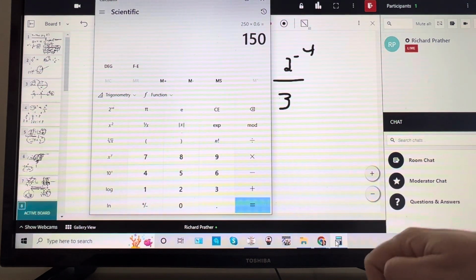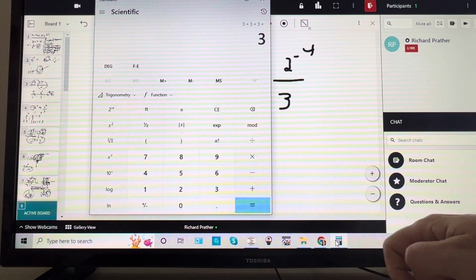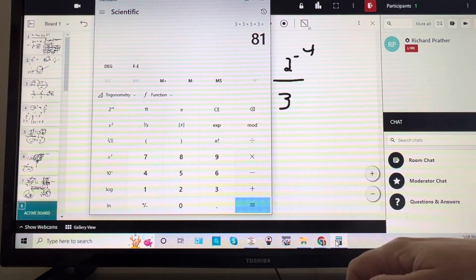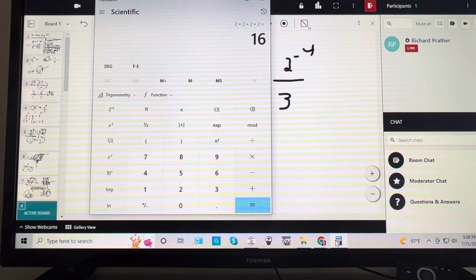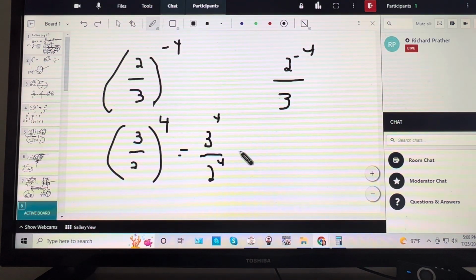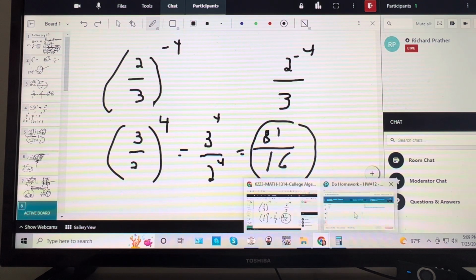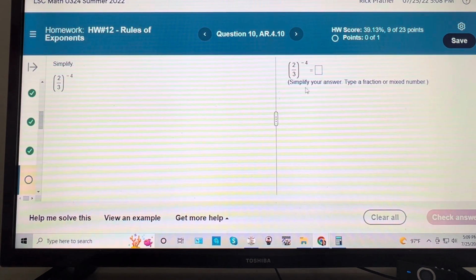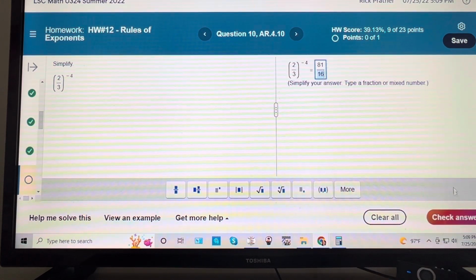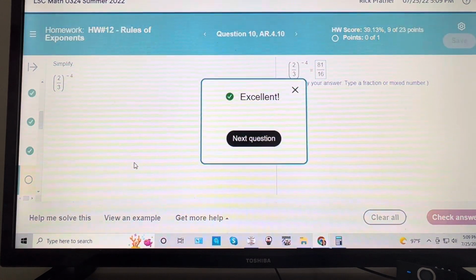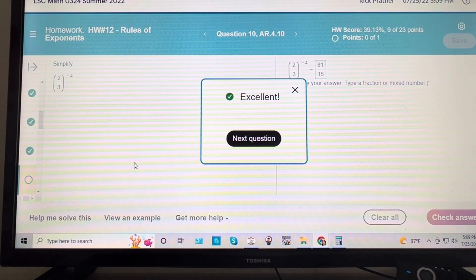3 to the 4th is 3 times 3 times 3 times 3, 81. 2 to the 4th is 2 times 2 times 2 times 2, 16. (81/16). Simplify your answer, type a fraction or a mixed number, but they'll take an improper fraction, so why not leave it that way? Why waste time changing it to a mixed number? But you could if you wanted to.